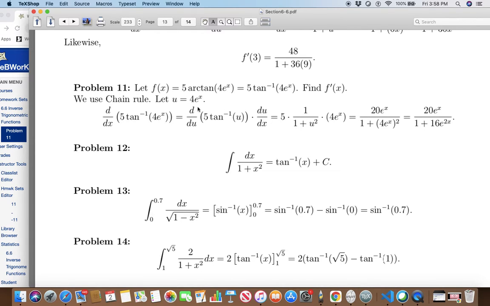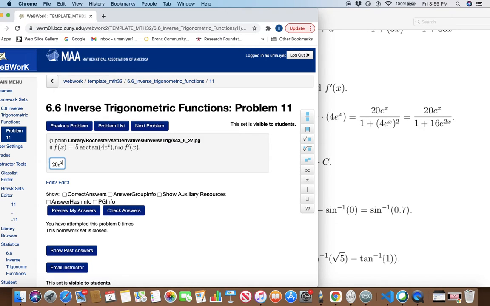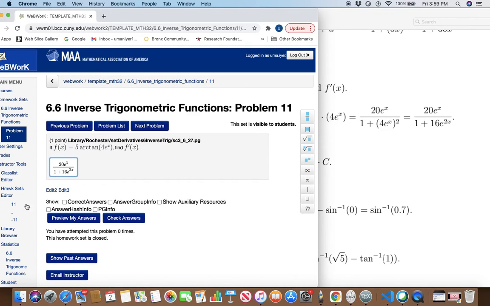And the derivative of 4e to the x is 4e to the x again. So u is 4e to the x, so I'm going to square it. So notice that fetches me 20e raised to x upstairs, and downstairs I have 1 plus 16e raised to 2x. So that's the 11th question: 20e raised to x over 1 plus 16e raised to 2x. Check.